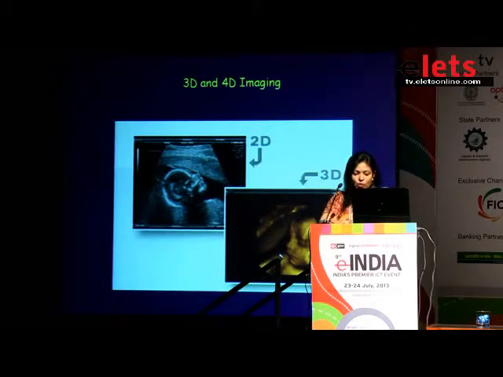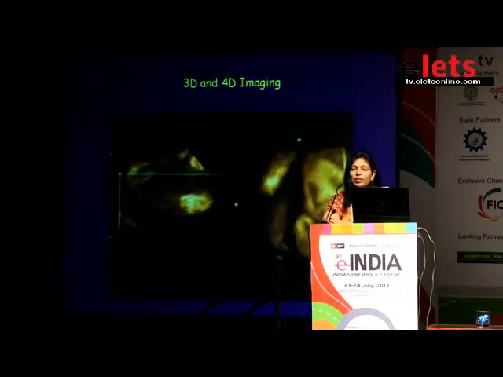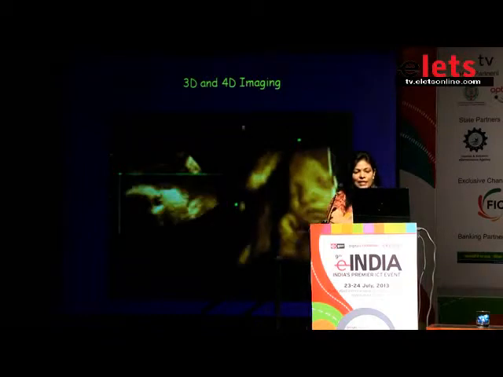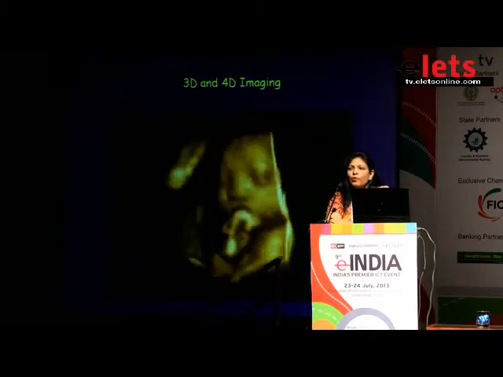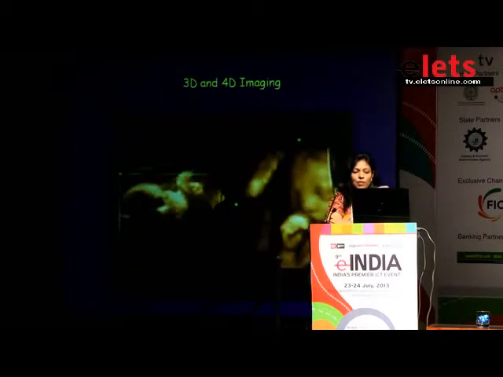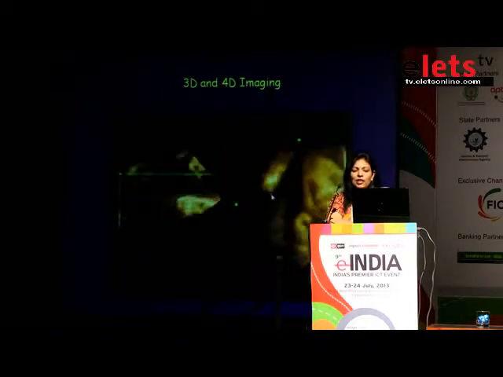So a 3-dimensional image doesn't have the movement aspect of it. When you add movement to this 3D, it becomes 4D. And see how happy the patient would become the moment they see a normal baby. But what's in it for us? How does it make life easier for me? See, I can pick up very small lesions very well.